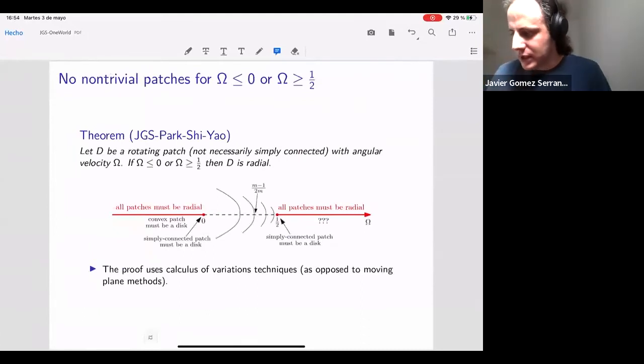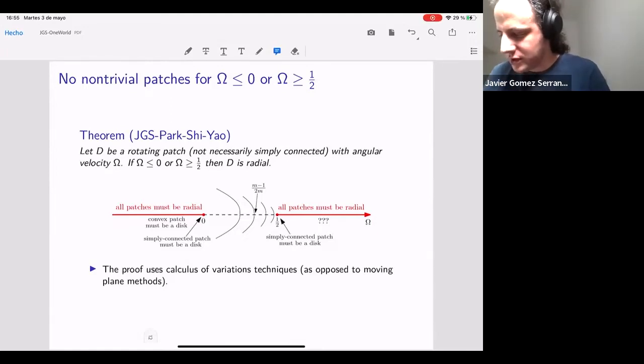So here is what we proved. We showed that if you take omega to be smaller or equal than 0 or greater or equal than 1/2, then there is nothing else. So this is a strong rigidity result, and this is summarized in the figure that I drew here. Before us is in black, and after us is in red. Before us, it was known more or less what I summarized.